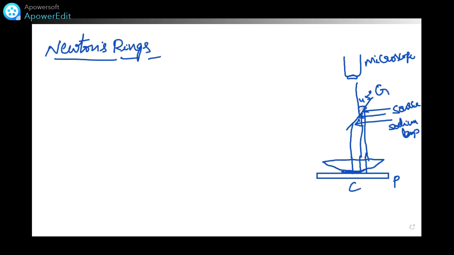at this glass plate and goes normal to the plano convex lens. The light beam passes normally downwards.